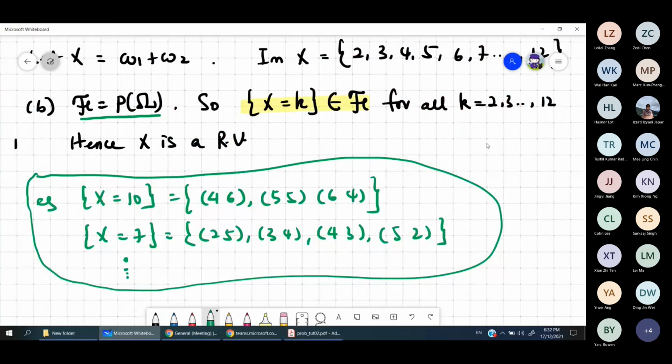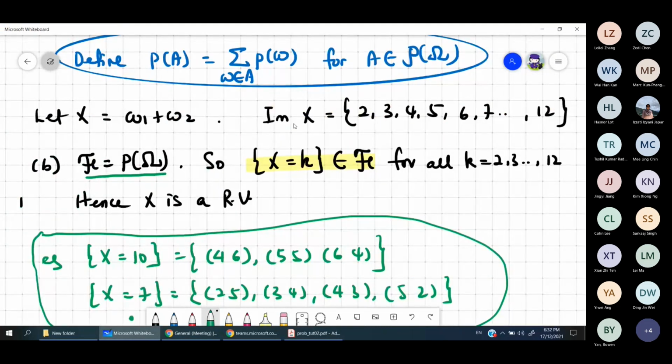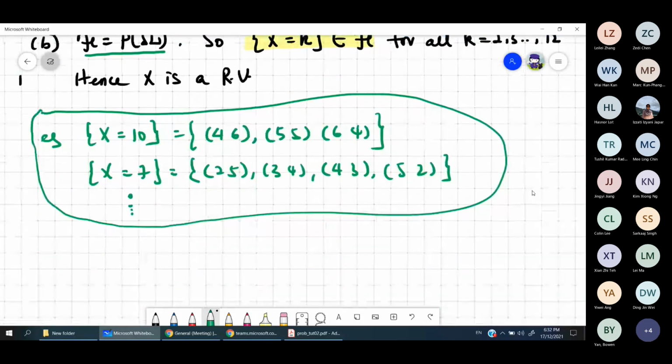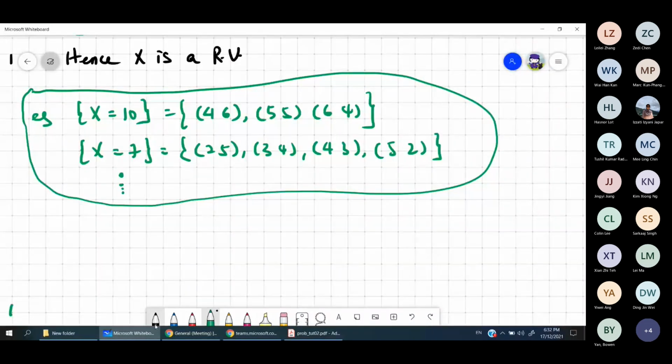The problem is the images of X is from 2 up to 12, so I have to do the calculation 11 times. That will be a little bit troublesome, so I just do the first few and the remaining you guys go and do. So part D. In order to do part D, we need to calculate the probability, one by one. First of all, the probability for X equals 2 will be how many of them? How to get 2?